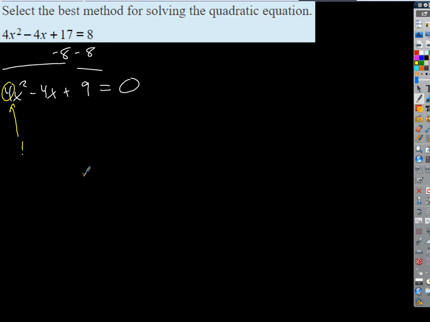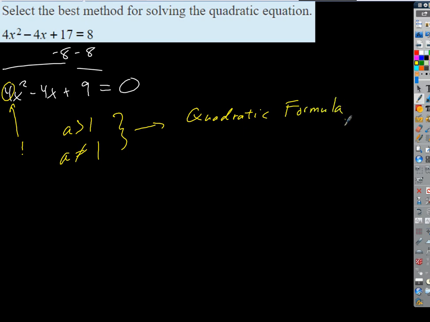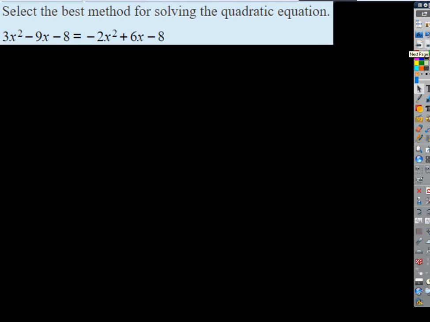We don't want to mess with trying to factor. We'd have to do bottoms up. We don't want to try to complete the square. That'd be hard, right? So if we're stuck with an A that's greater than 1, or we could even just say an A that's not equal to 1, then we go quadratic formula, right? Okay, good. What about here?